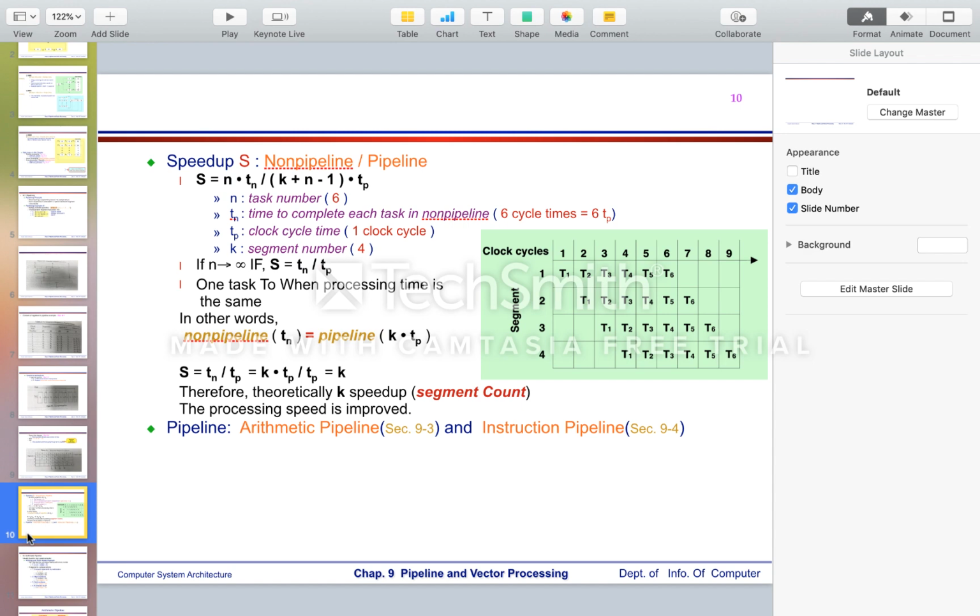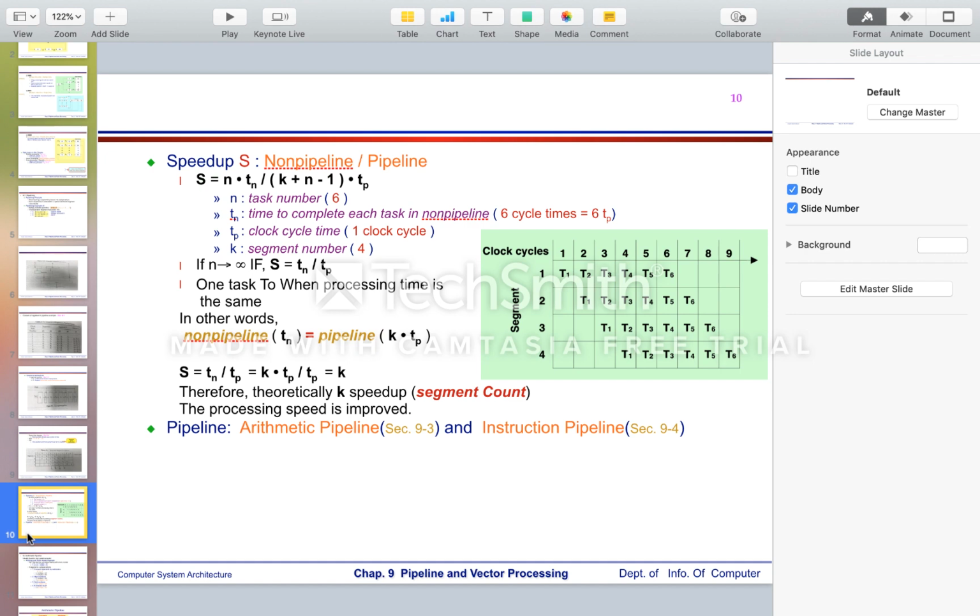Now if we consider it in a generalized way, let's say we have a k-segment pipelining with a clock cycle time Tp, which is used to execute n tasks. The first task T1 requires a time equal to k Tp to complete its operation. Why? Because, as we have seen, it was passed through all the segments.